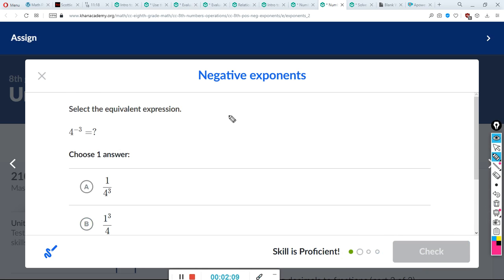Alright, here we have 4 to the negative 3. And we can put that over 1. That's the same thing. Okay, and if we want to make this positive, we just shift this whole thing into the denominator. So that's 1 over 4 to the positive 3. Okay, the only thing I did was change the sign on the exponent. So that's answer A.